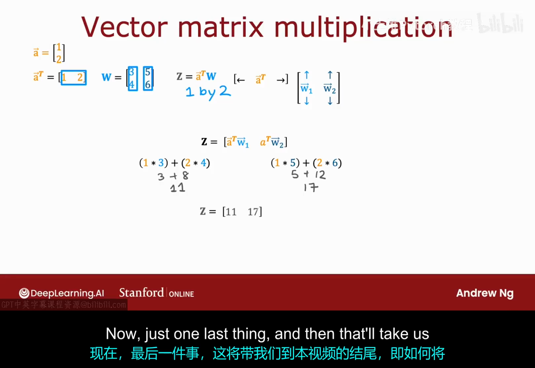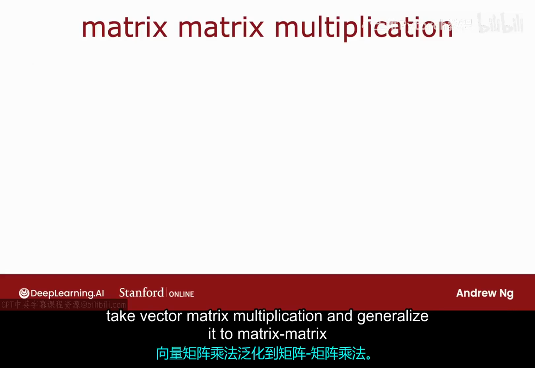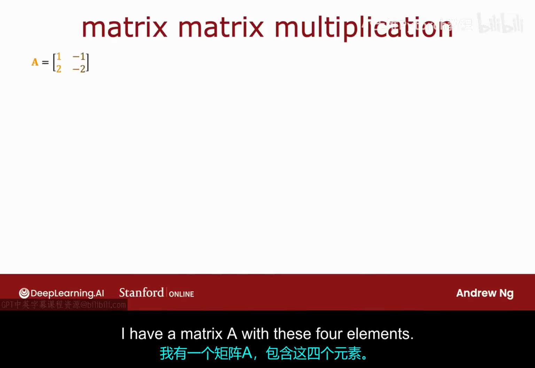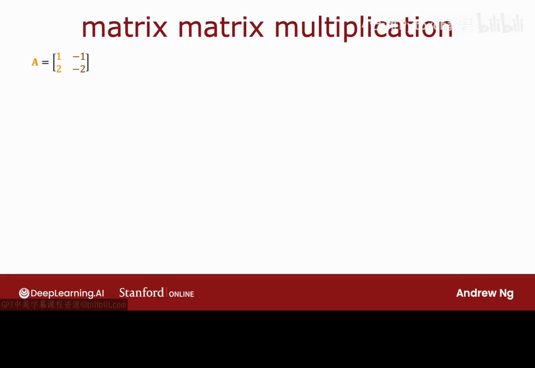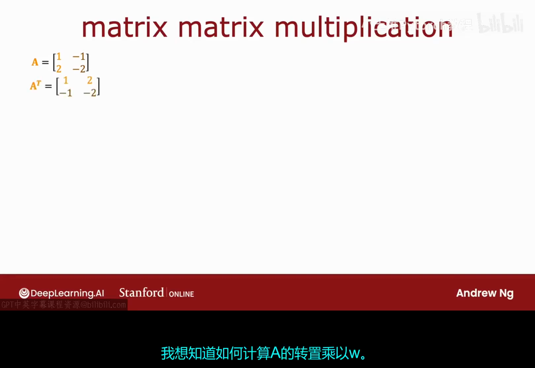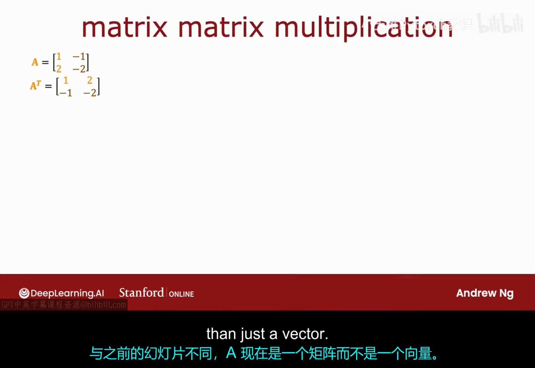Now, just one last thing, and then that'll take us to the end of this video, which is how to take vector matrix multiplication and generalize it to matrix multiplication. I have a matrix A with these four elements. The first column is 1, 2, and the second column is -1, -2. And I want to know how to compute a transpose times W. Unlike the previous slide, A now is a matrix rather than just a vector.